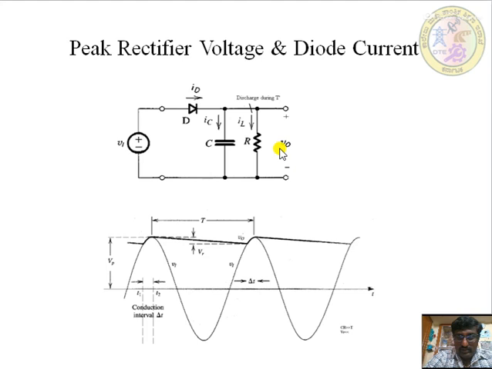Okay, so this completes section 6, that is the capacitor filter, and in the next session we are going to cover the applications of diode. Okay, thank you.